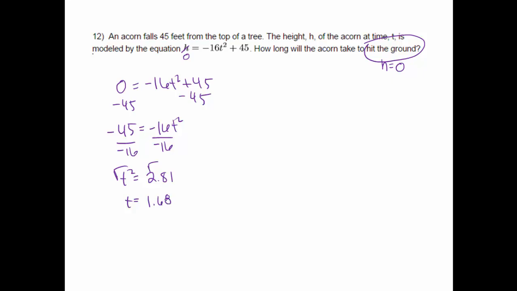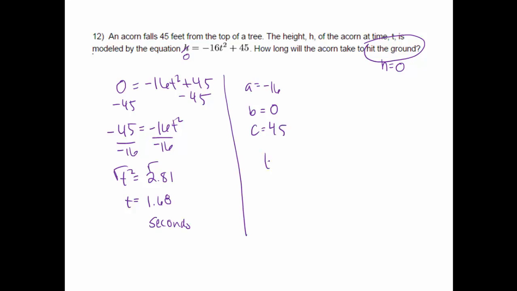And it says how long? That would be how many seconds? So we'll put 1.68 seconds. All right, if you preferred the quadratic formula, we'd have a equals negative 16. B, there is no x or t term, so b would be 0. And then c would be 45.